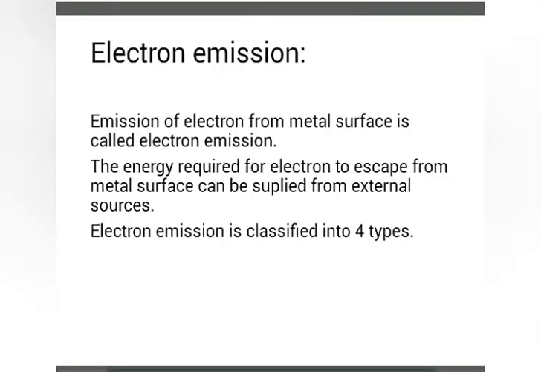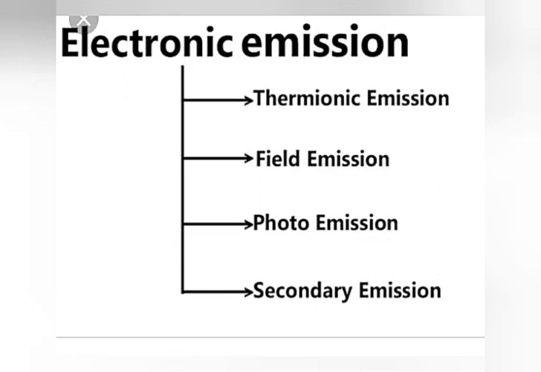Next topic is electron emission. Electron emission means emission of electrons from a metal surface. Such a process is called electron emission. The energy required for an electron to escape from the metal surface can be supplied from some external sources. Depending upon the source of external energy, electron emission is classified into 4 types.